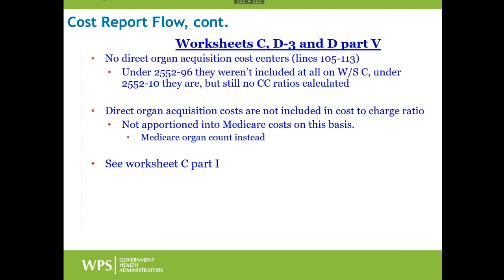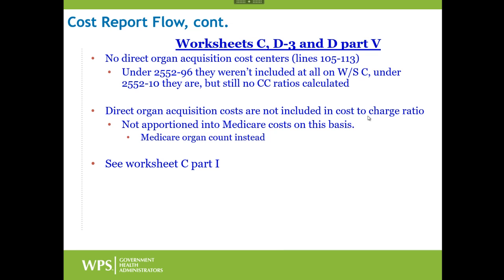By the way, notice here, worksheet C is your total charges. D-3 and D Part 5 are your Medicare charges for just inpatient and outpatient services, respectively. So those are Medicare charges compared to your worksheet C, which is the total charge. Now, again, these, I should say, quote-unquote direct organ acquisition cost centers are not included in the cost to charge ratio because that's not how they're apportioned into Medicare costs.